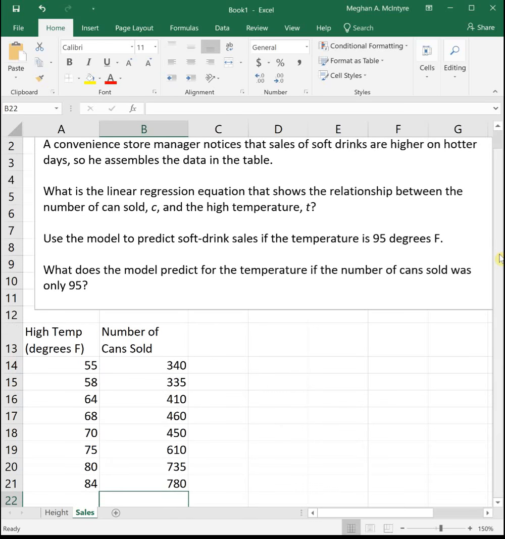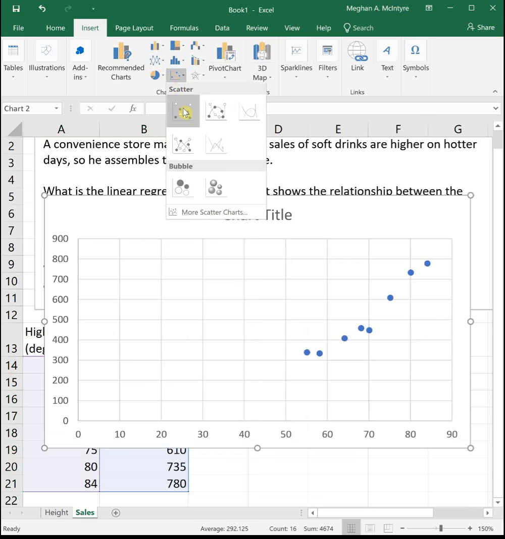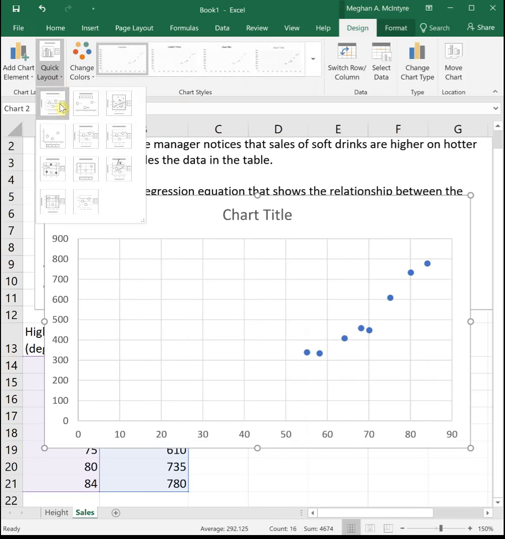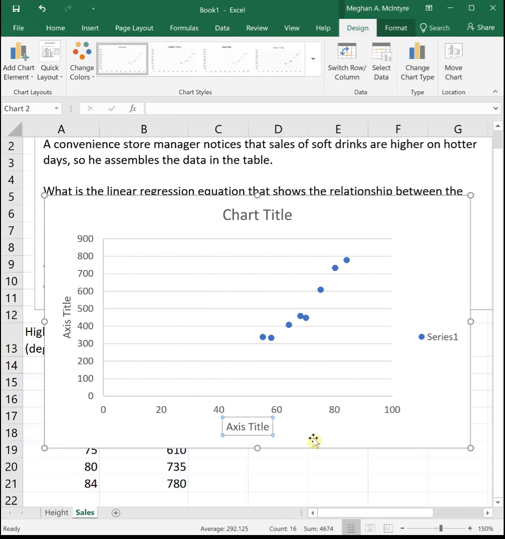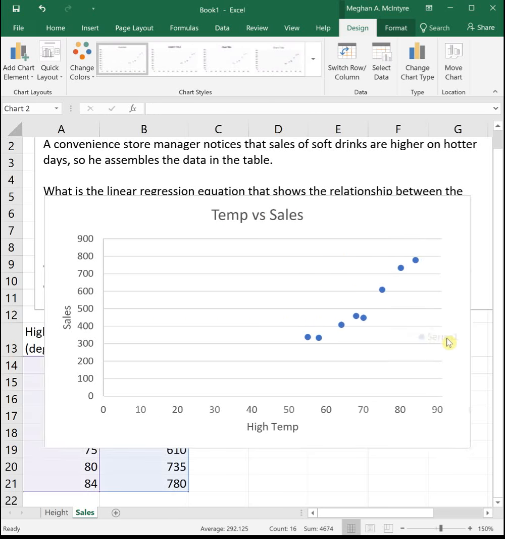You might want to pause the video and type this into Excel so you can follow along. So to get our linear equation, we start by highlighting all of the data, then inserting a scatter plot. I'm going to change my layout to layout 1 so that I can type in axis labels. We've got our high temperature, we have sales, and this is just temp versus sales.